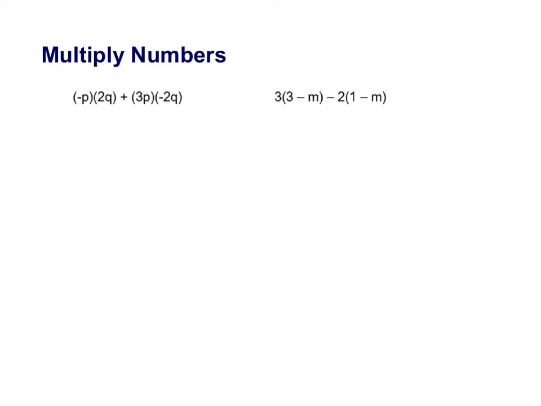Alright, so some quick practice with multiplying numbers. So here, when you have parentheses next to each other, that's multiplication, and it's a negative times a positive, so I know that's going to be a negative 2, and then P and Q, just leave it as negative 2PQ. And then plus, now here, when you're multiplying this 3P times the negative 2Q, multiply the coefficients. 3 times negative 2 is negative 6, and then P times Q is just PQ.